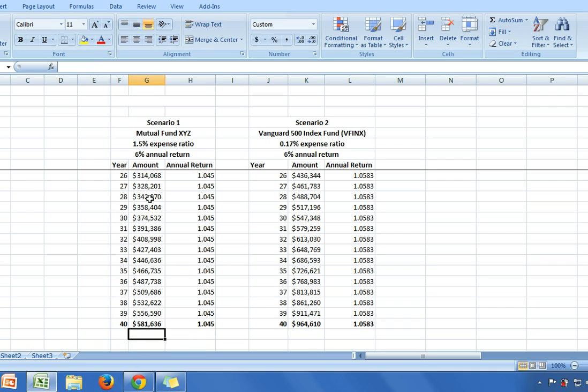At the end of year 40, assuming you invest in scenario one, you'd have about $580,000, which is $480,000 more from your $100,000 that you started with, right? But if you invested in scenario two, the fund with the lower expense ratio, you'd actually have about $965,000.